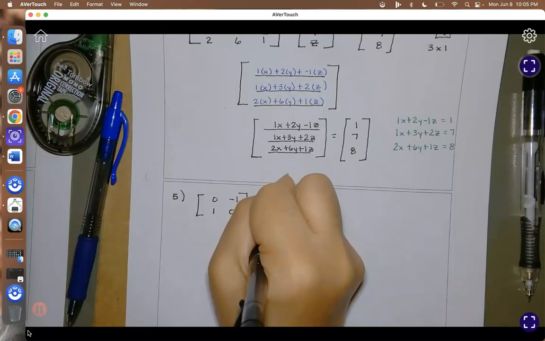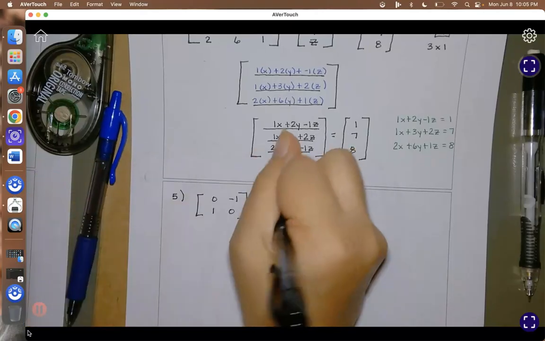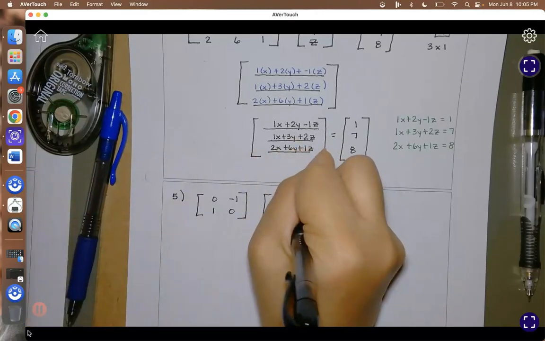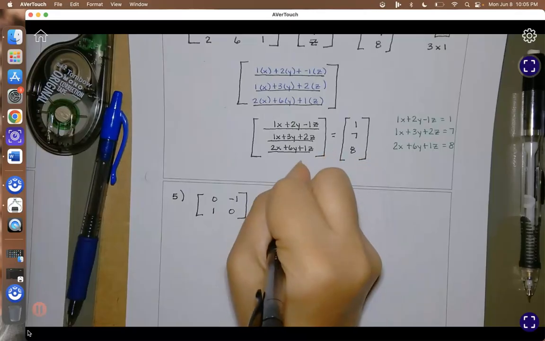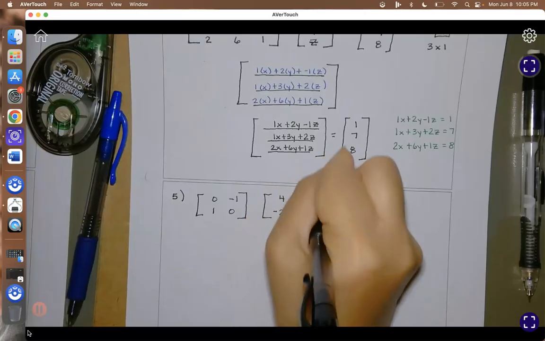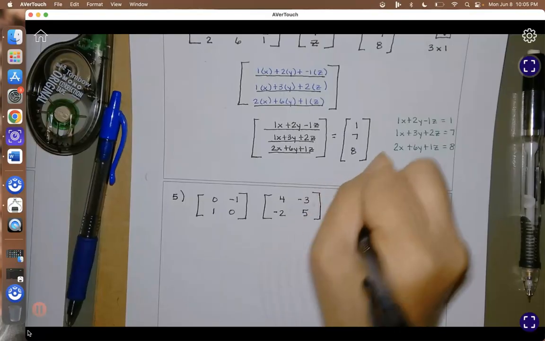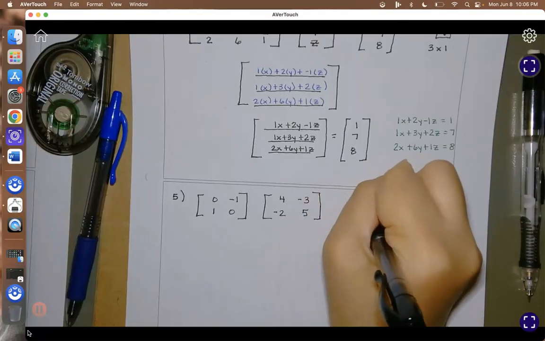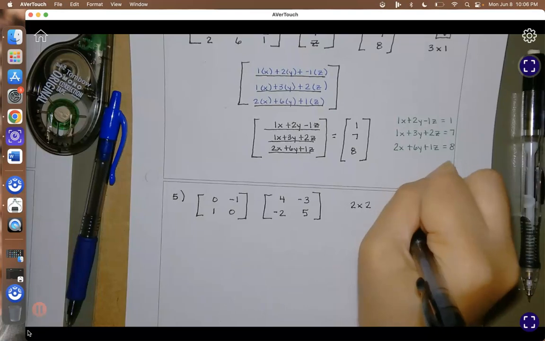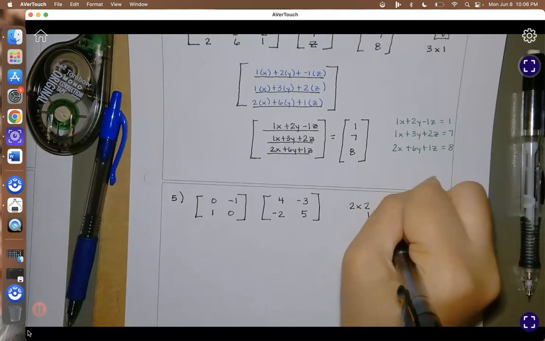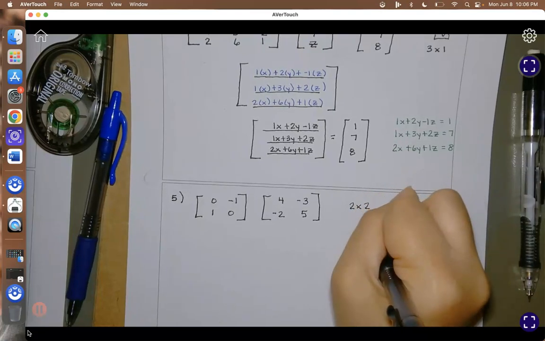Our next one is 4, -3, -2, and 5. So this one's a 2 by 2. Second one's a 2 by 2. They do match. So my answer is going to be a 2 by 2.